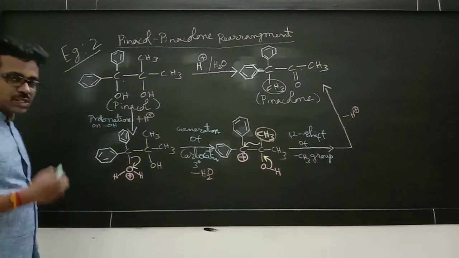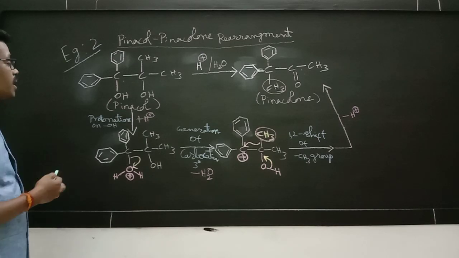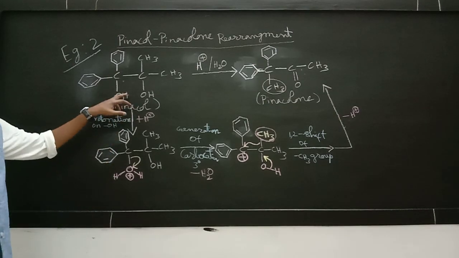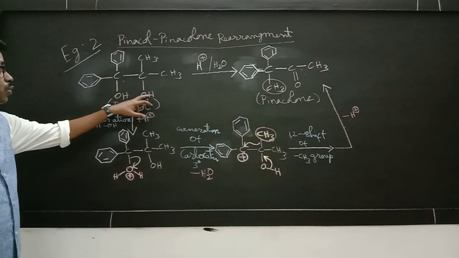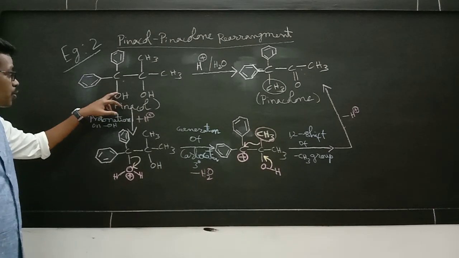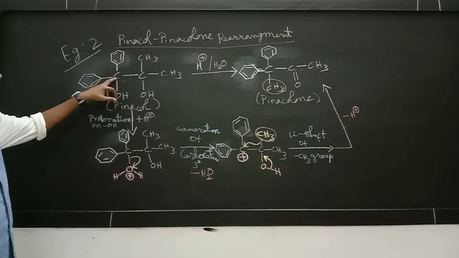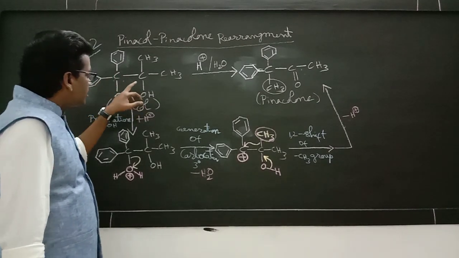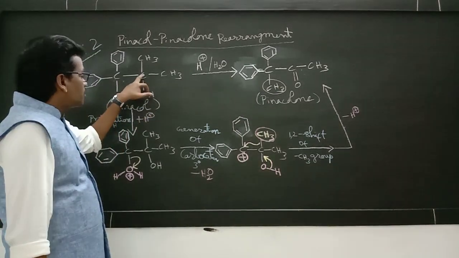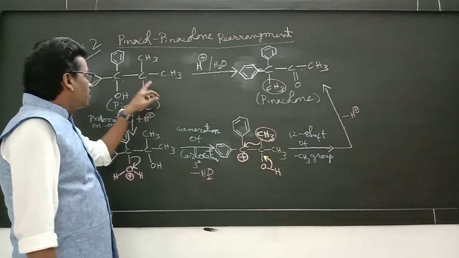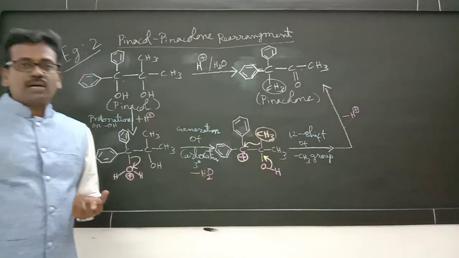First, as usual in the first case we have seen, the first step is the protonation of the OH group. Here the selectivity is more important. Among the two OH groups, which OH group should be protonated? If you protonate the first OH group, you will get the carbocation here, which is substituted with 2 phenyl rings. If you protonate the second OH group, here also you will get a tertiary carbocation, but the carbon is substituted with 2 methyl groups. And we'll compare these two different carbocations.